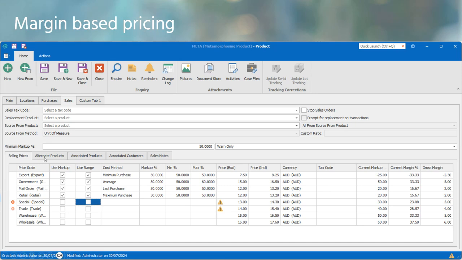You can also base the markup on various different cost methods. So it could be, I want my prices to be based on the minimum purchase price of that item, or the average cost of that item, or the last purchase, or maximum purchase. So there are all these different combinations where you can protect the business from selling things at too slim a margin. And you can have different settings for the same product on different price scales. There are so many different combinations that you can put into play here.